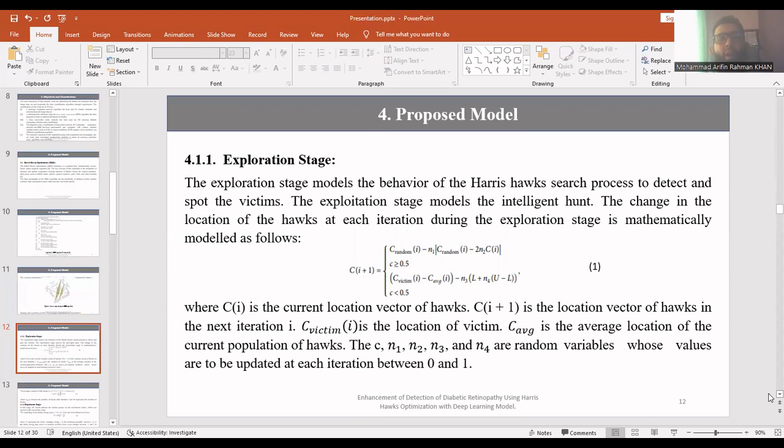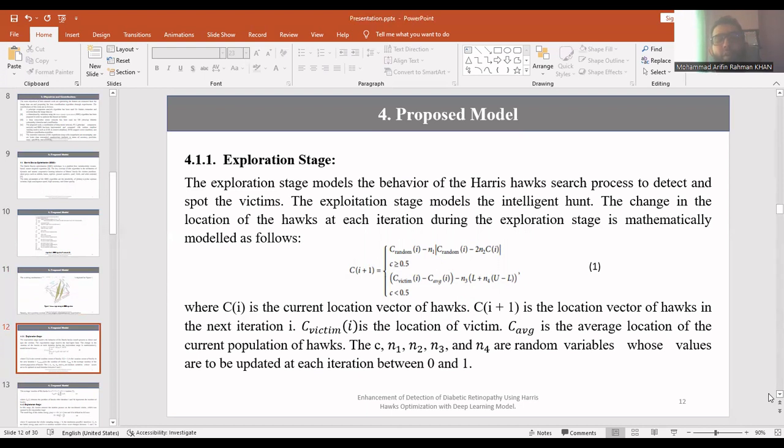equation 1, where C(I) is the current location vector of hawks. C(I+1) is the location vector of hawks in the next iteration I. C_victim(I) is the location of the victim. C_average is the average location of the current population of hawks.